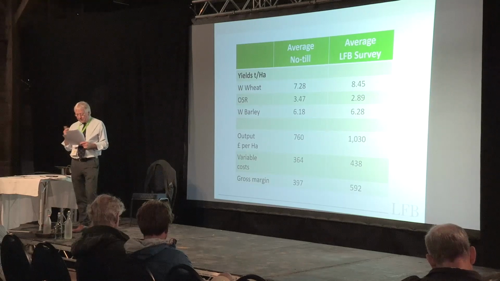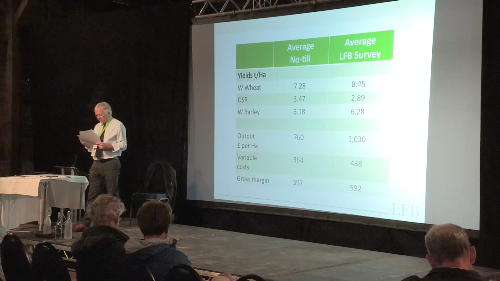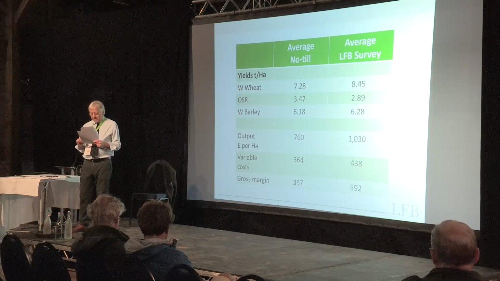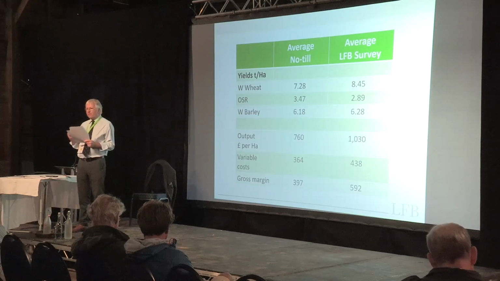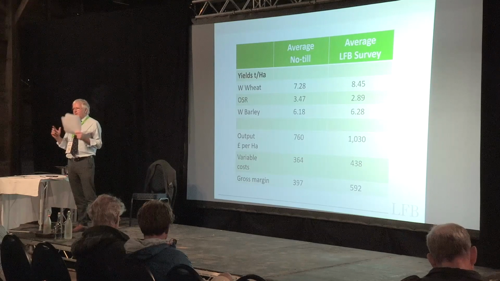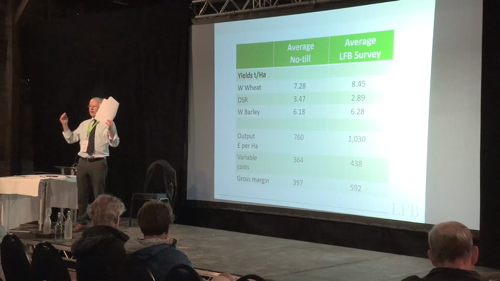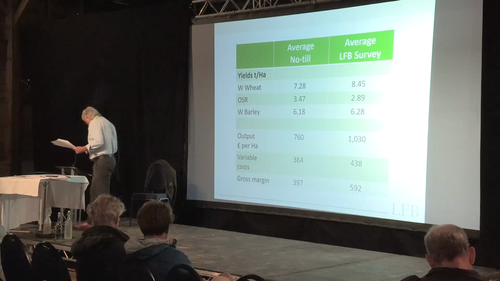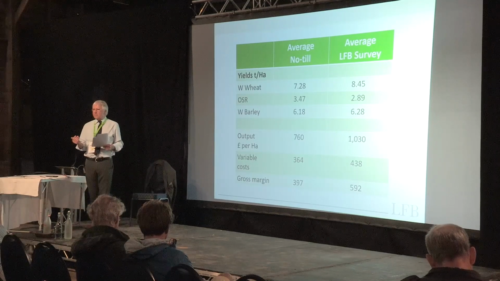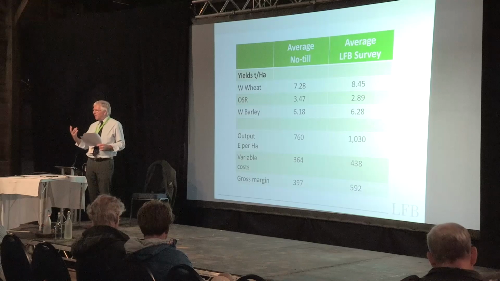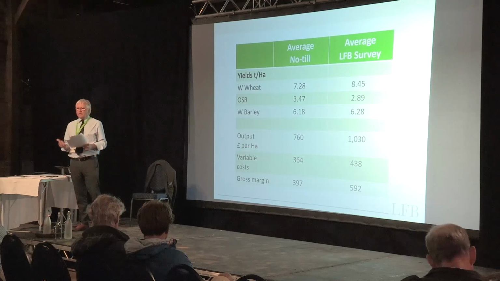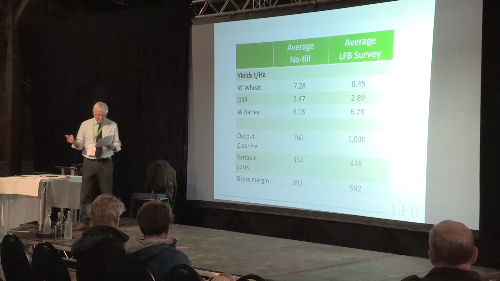So, and variable cost, 364 compared to 438. Gross margin at the bottom is 397 compared to 592. Okay, so this is at the gross margin. And I said that we don't look at people that look at gross margins. We're looking at gross margin less labour and machinery costs, which is the 5 variable costs, because I'm really questioning the gross margin system in arable farming.